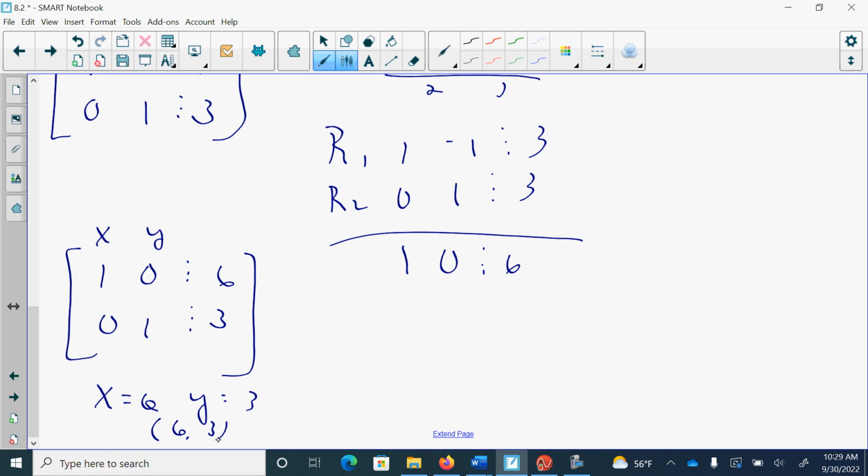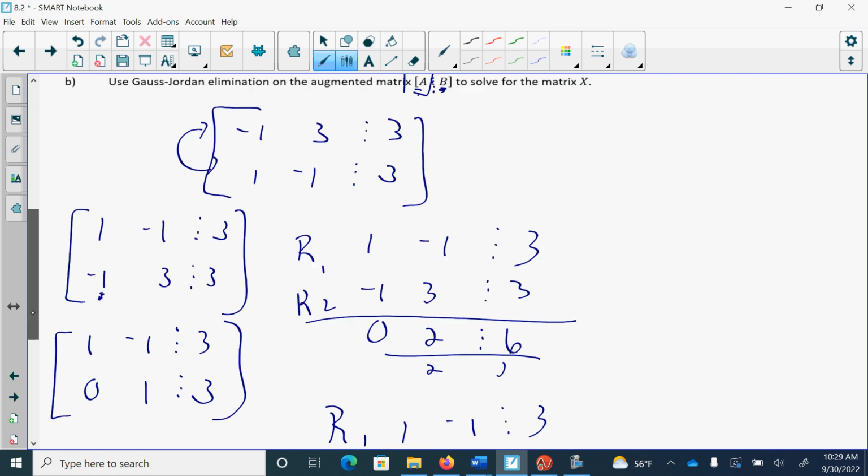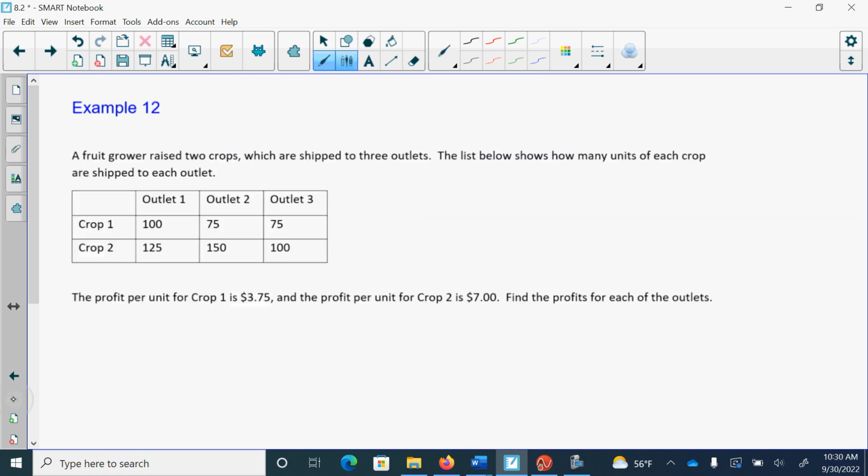If I wanted to check it, what could I do? Yes, I could put it back into the original equation and make sure it works in the original equation. Now, is that terrible? Okay, that was a baby 2 by 2. You know where it's going, right? I go right to the word problem? Oh, let's do the word problem.